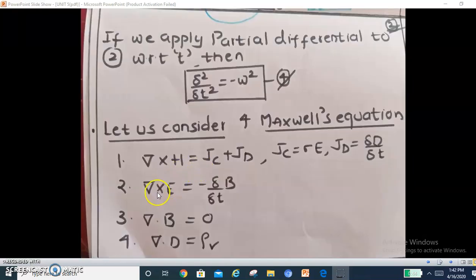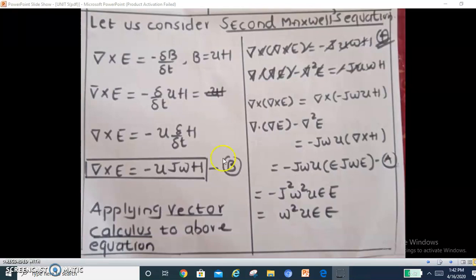Now the same thing we have to apply for the second Maxwell equation. Again we are going to get some conclusion. In the second Maxwell equation, del cross E is equal to minus dou B by dou t.